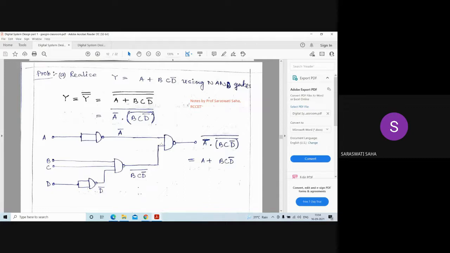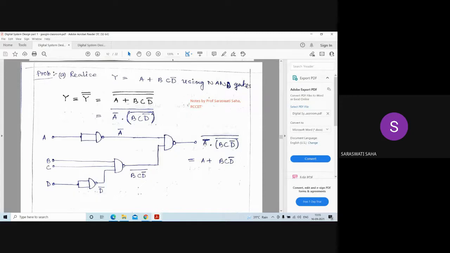Now this two input NAND gate has the inputs A naught and the complement of B, C, D naught. Obviously, at the output we will get this term, which is equivalent to a bubbled OR, since NAND is equivalent to bubbled OR. Here these two terms are in NAND form.